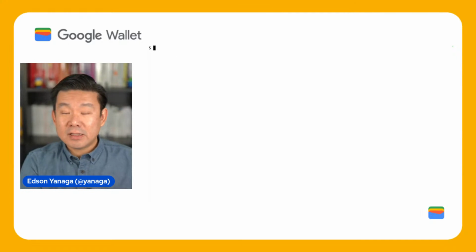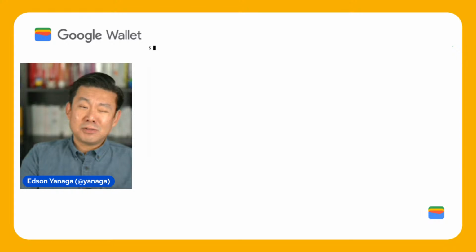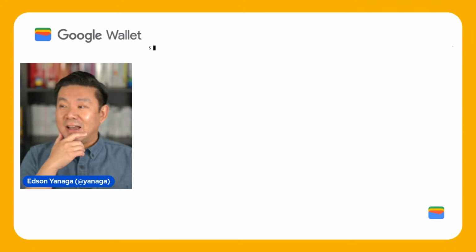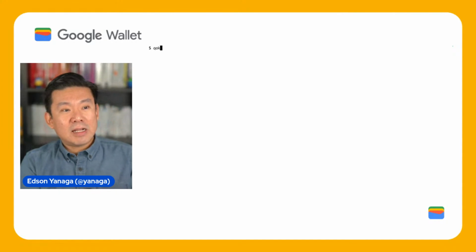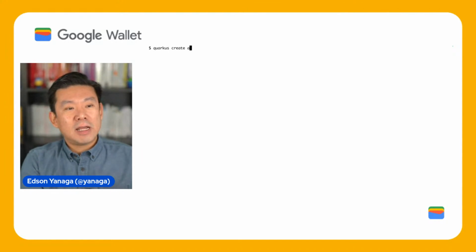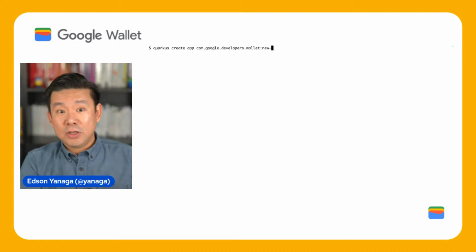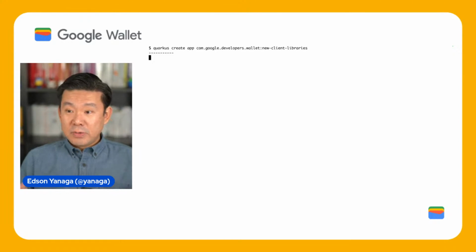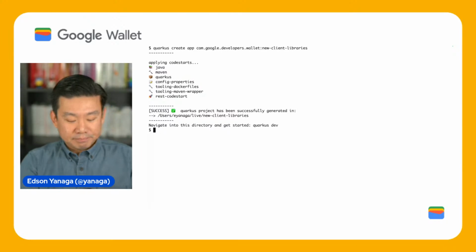So I'm going to create a Java Quarkus project. I know if you're used to old Java from 10, 20 years ago, you're not ready yet, or at least you haven't seen the latest and greatest features of Java. So I'm going to use Quarkus create app, Google developers, wallet, and I'm going to say new client libraries is the name of my project. So I'm going to generate a new Java Quarkus project. Success, well, it's done.